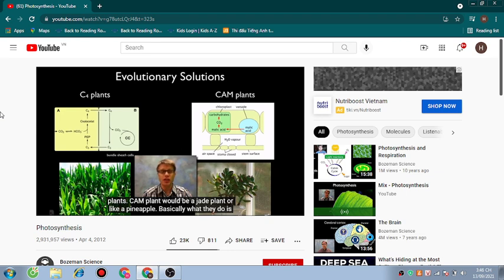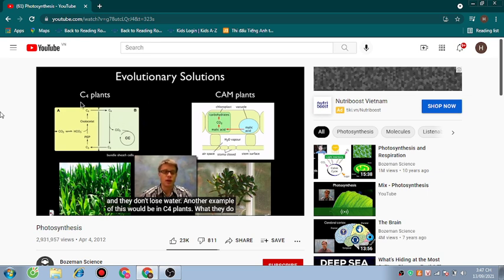So here's the first solution, and this totally makes sense. An example would be a jade plant or a pineapple. Basically, what they do is they only open their stomata at night, and then the carbon dioxide comes in and they create malic acid to store it in vacuoles inside the cells. Now when it's daytime, they can close the stomata because they don't want to lose water, and they can take that carbon dioxide out of the malic acid and use it in the Calvin cycle to make sugar. So the great thing about these plants is they are only taking in carbon dioxide at night when it's cool, and then during the day they can close their stomata and don't lose water.